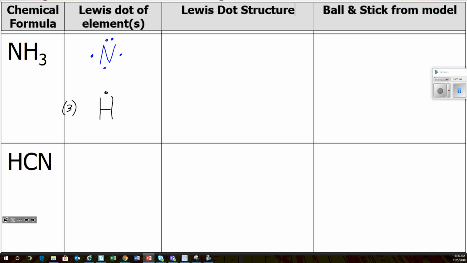Well, this one's pretty easy. I can look and I can say, oh, nitrogen needs 3. I have 3 hydrogens that each have 1. So my nitrogen is going to be my center. And I'm going to bring in a hydrogen here, and a hydrogen here. So when I redraw it over here, I've got 2 that are not shared, and I've got 1, 2, 3 that are shared. Wait a minute, you just drew that different.